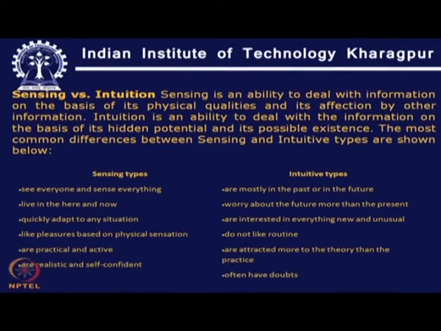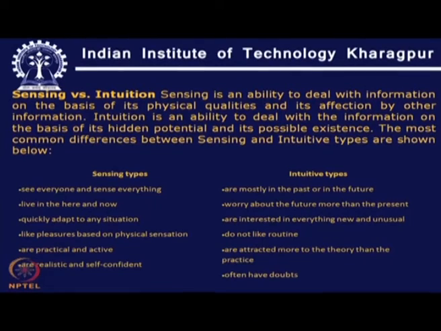Sensing versus intuition. Sensing is an ability to deal with information on the basis of physical qualities and its affection by other information. Intuition is the ability to deal with information on the basis of its hidden potential and its possible existence.